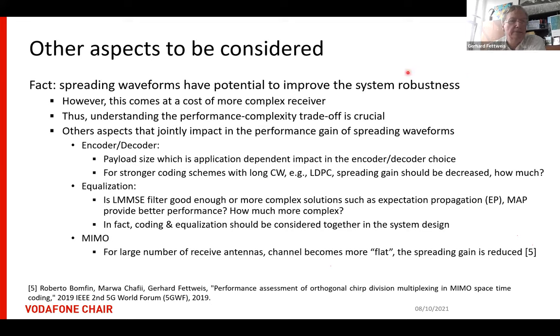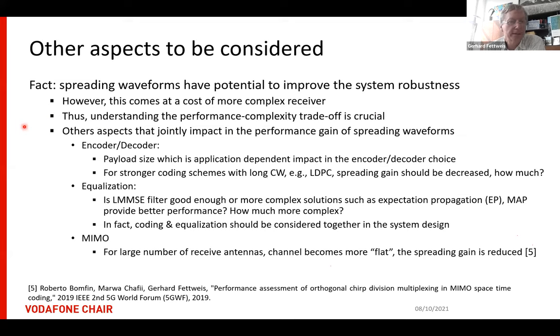Then this always comes at the cost of a more complex receiver. That is clear, no matter what I do. And a more power hungry receiver because of the additional resolution, A to D quantization steps that I need. So understanding the performance complexity trade-off is really crucial. And if I do that, OTFS, yes, is a solution, but just one solution, and most likely not really the best solution.